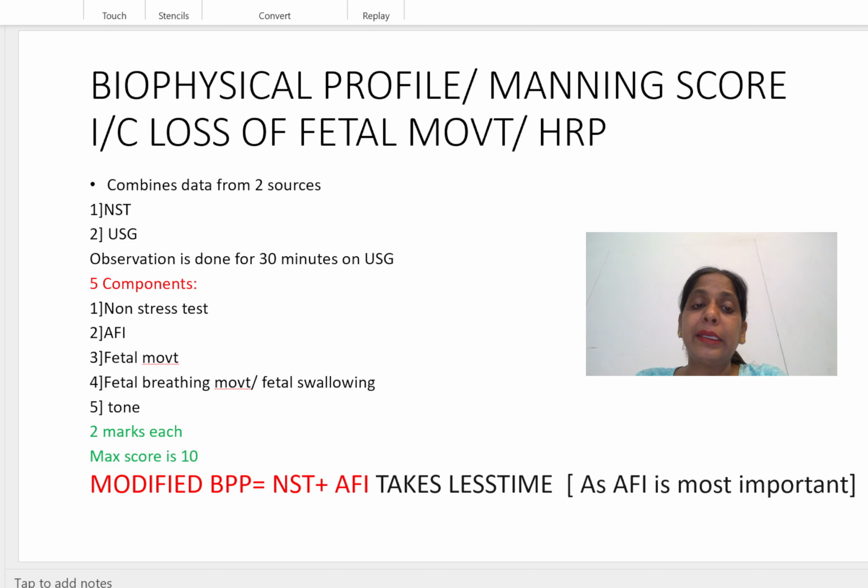And the modified biophysical profile, as already discussed, is NST and AFI only. To get all these 4 ultrasound parameters takes 30 minutes. So rather than devoting time to those parameters, we just focus on 2 parameters, AFI and NST.